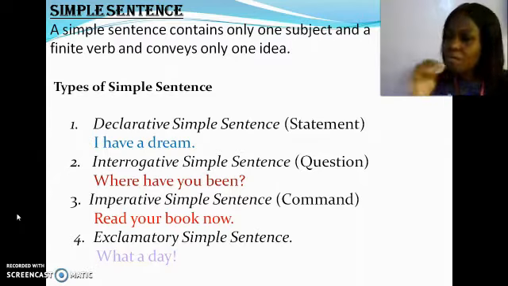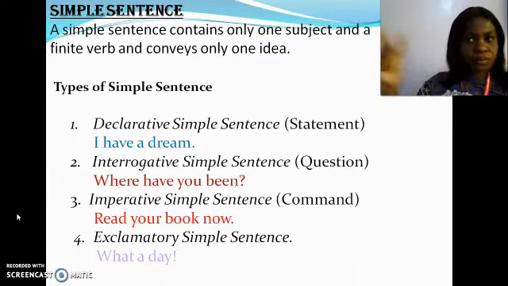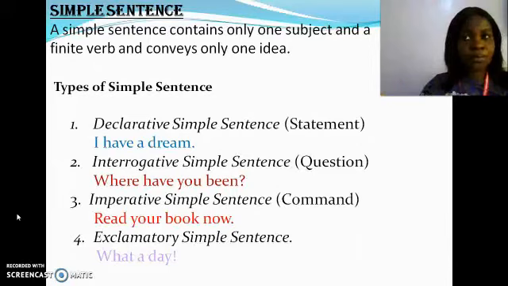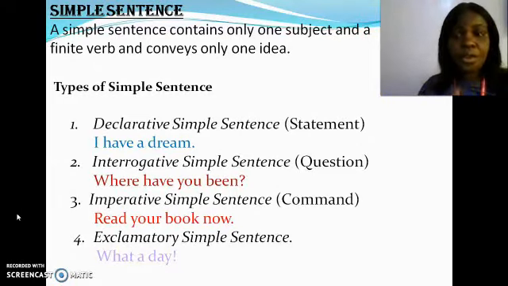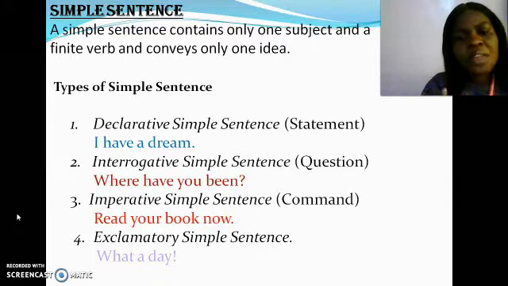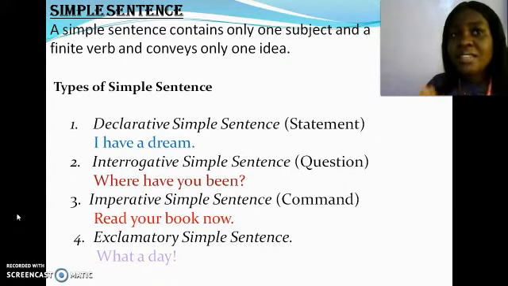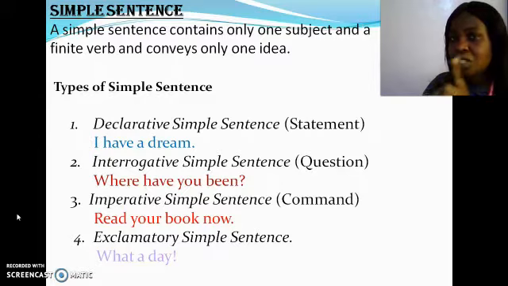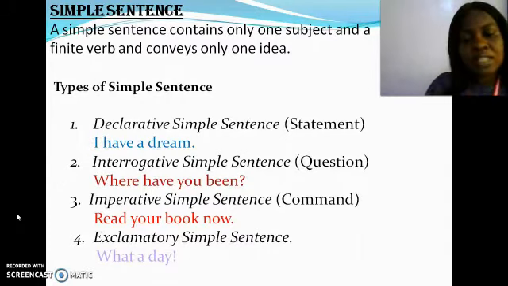Number 3, we have imperative simple sentence. An imperative is a command. Do it now. Stay there. Read your book always. Now, the imperative simple sentence can either take the full stop at the end or an exclamation mark. Note, the interrogative takes a question mark, while the imperative takes either a full stop or the exclamation mark.